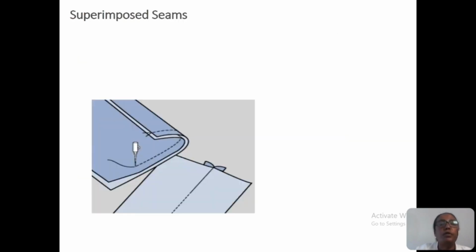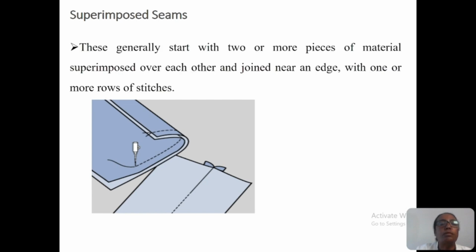Another type of seam is the superimposed seam. This is an open seam type. It generally starts with two or more pieces of material superimposed over each other and joined near an edge with one or more rows of stitch. It is possible to use more than one row of stitch in a superimposed seam according to the application. Based on the garment type, you should use one or more rows of stitch in this seam type.